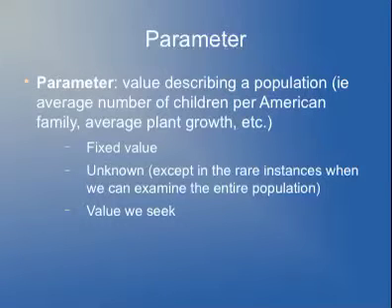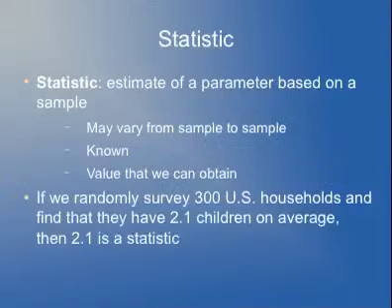So a parameter is a value that describes the population. For instance, it's the average number of children in a household. It's a fixed value and it's unknown. The reason it's unknown is because we can't ask everybody about how many children they have or things like that. We want to create an estimate of that value by taking samples. So we take statistics, which are estimates of the parameter based on a sample, and we want to relate that back to the entire population.